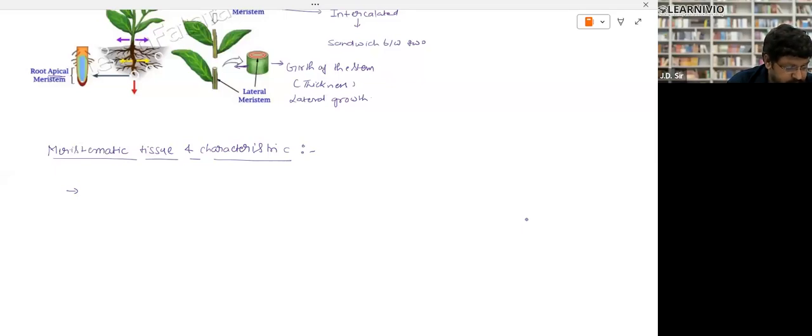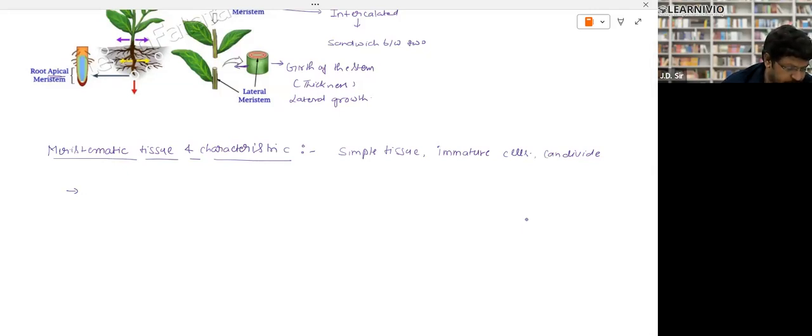So first, please note down: meristematic tissues are simple tissues composed of a group of similar and immature cells which can divide and form new cells. Full stop. Next point. This was the definition.